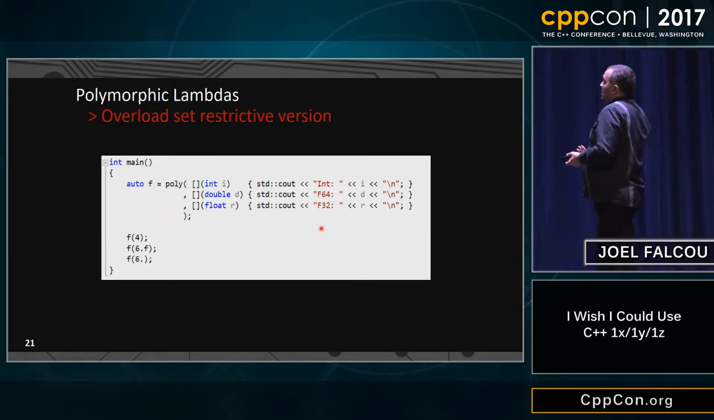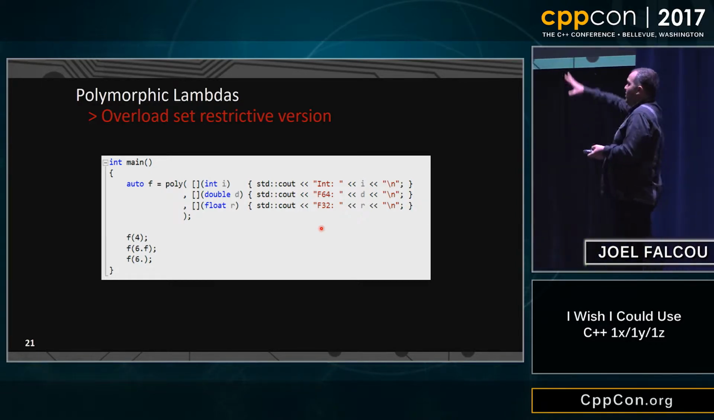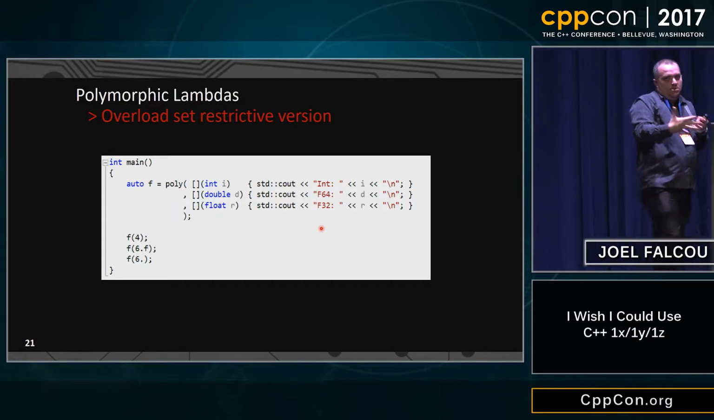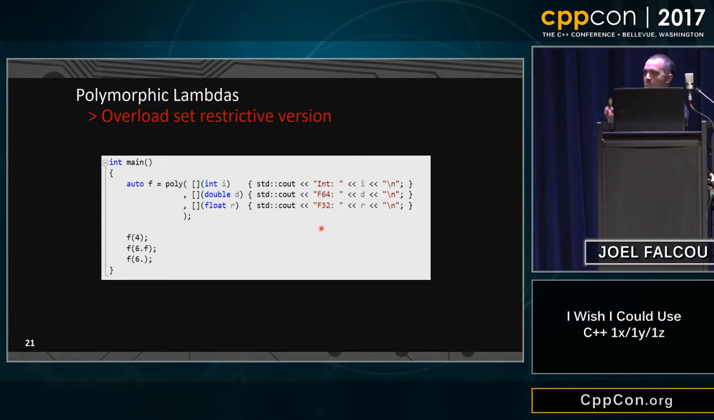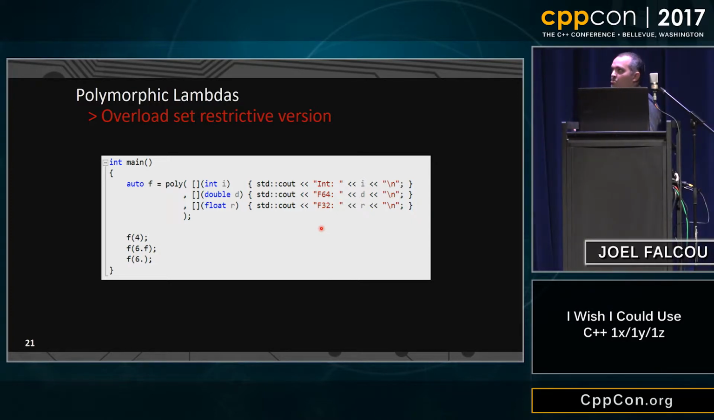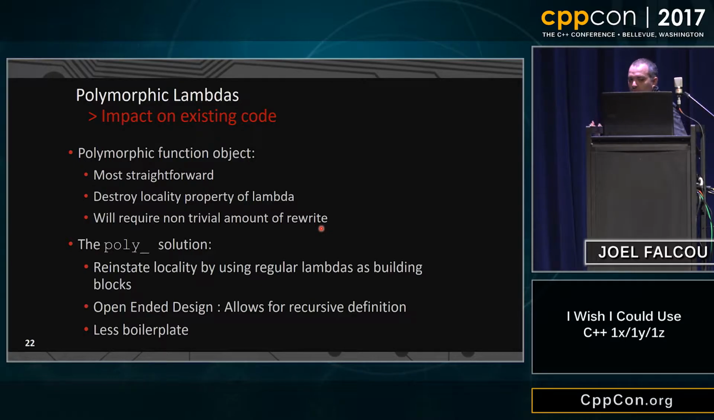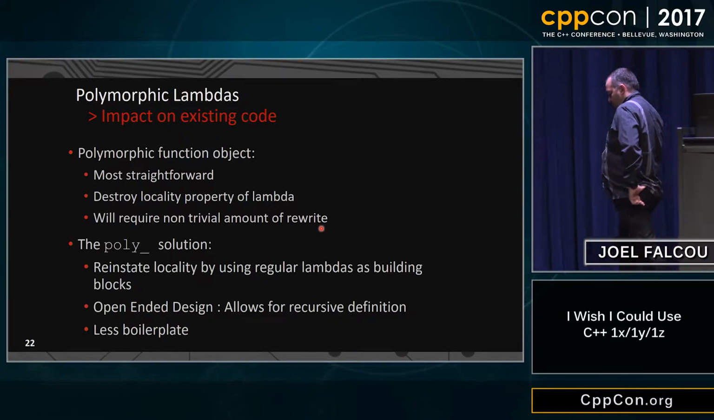It's not fully generic, because you have no way to actually say, for all of the types, do whatever. But you can actually reuse this in the case where you have a meaningful set of types you want to support in your polymorphic lambda. So, what happens if you want to use this?